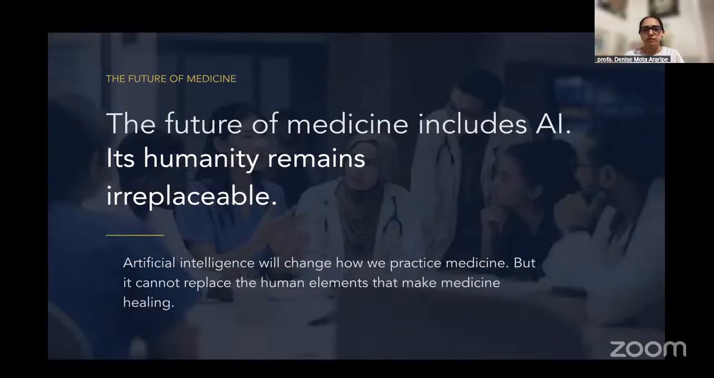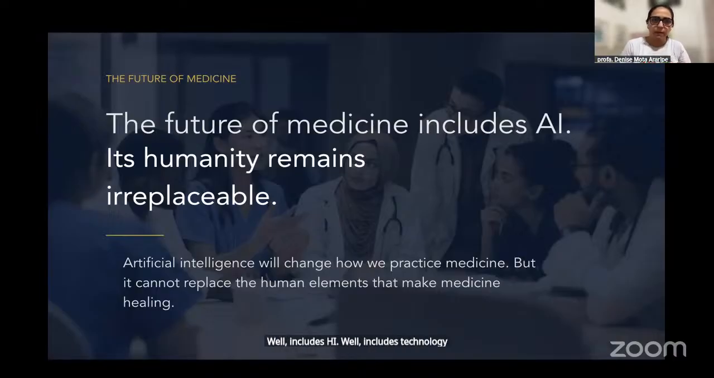What is the future of medicine? The future of medicine will include AI, will include technology, but we are irreplaceable because we can touch, feel, connect, but we can also hurt. We also get sick and have to take care of ourselves. We have to take care of ourselves.